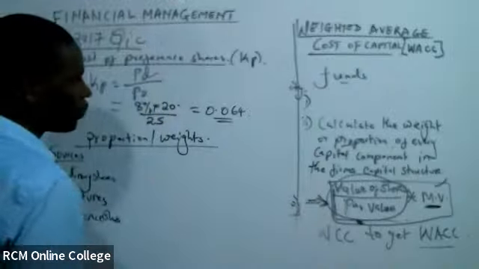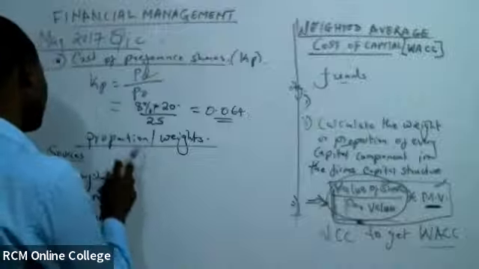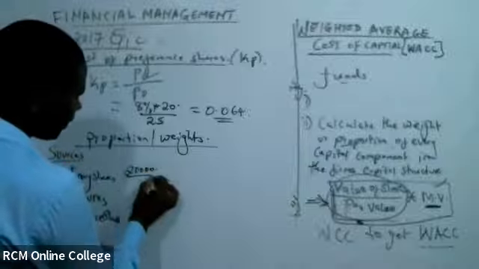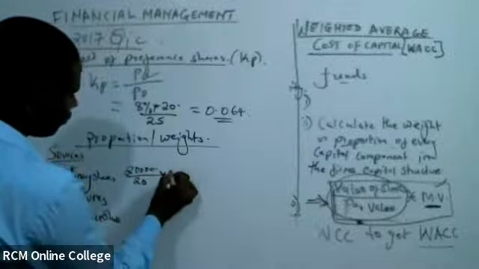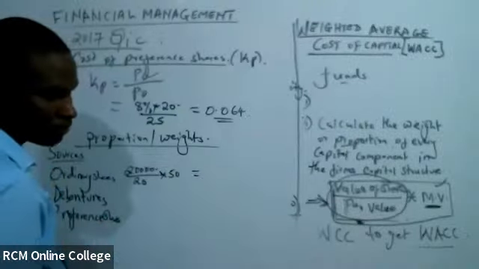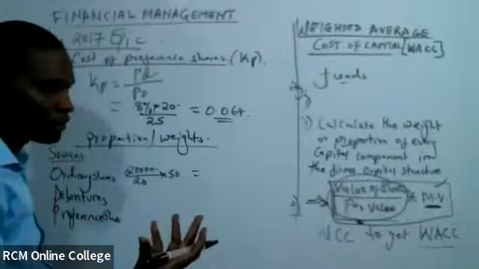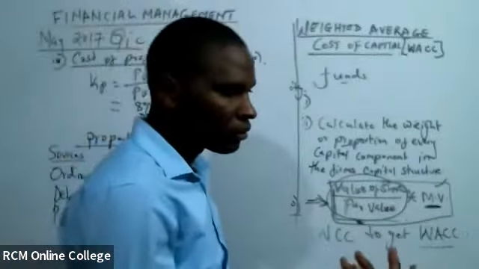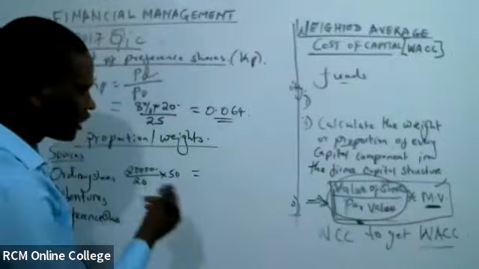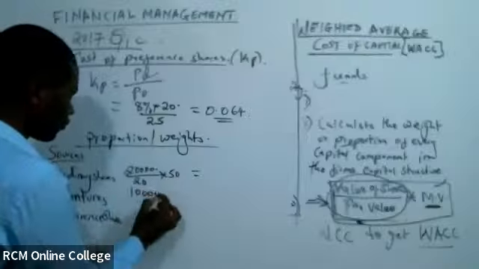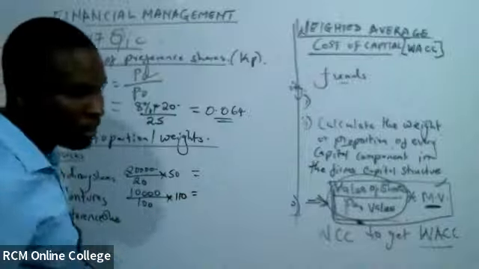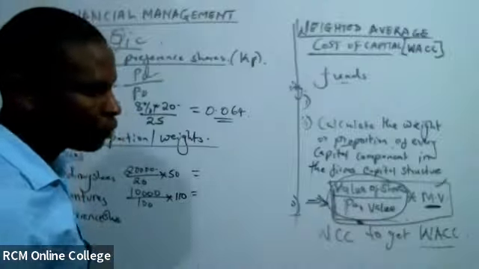So let's apply that. What is the value of ordinary shares? 20,000, divided by par, which is 20, times market value, which is 50. Then the debenture. What is the value of debenture? 10,000, divided by 100 times 110. Remember, the market value may be 110% of par. So know these terms.